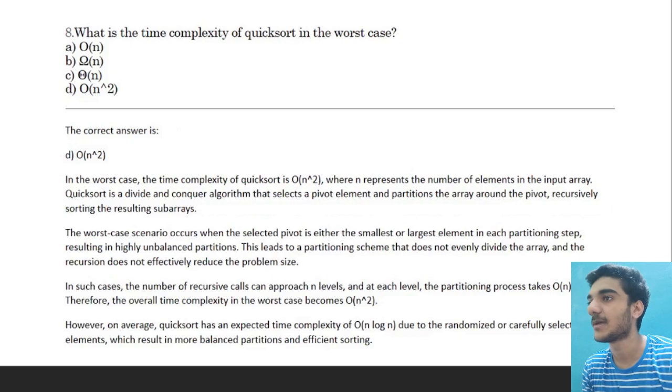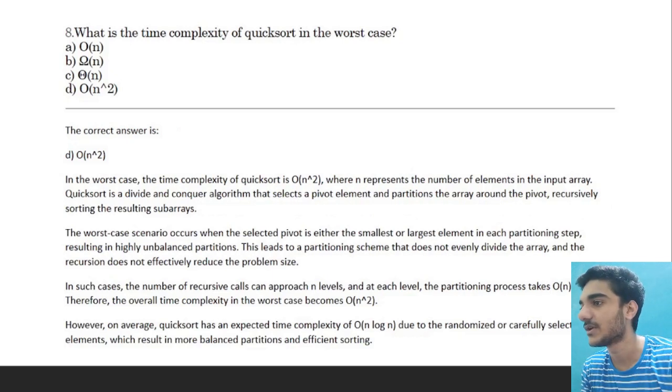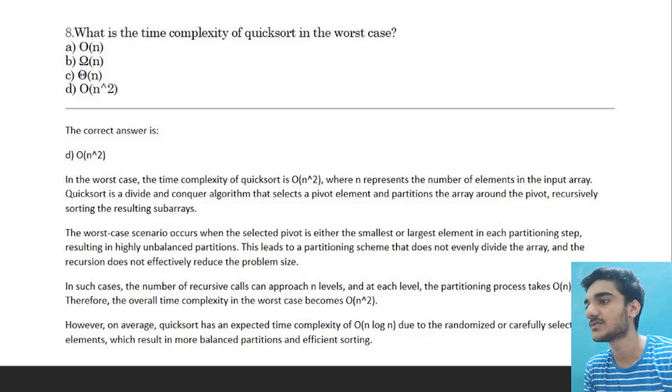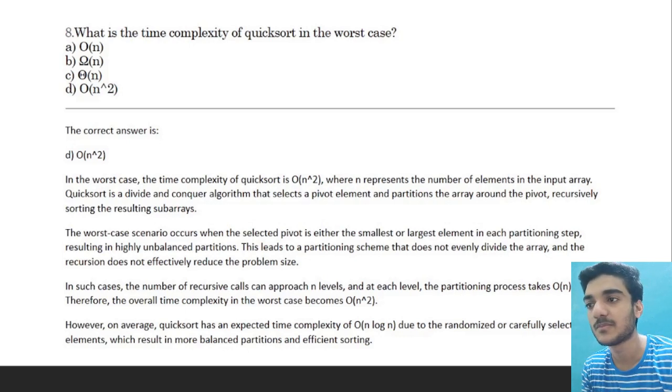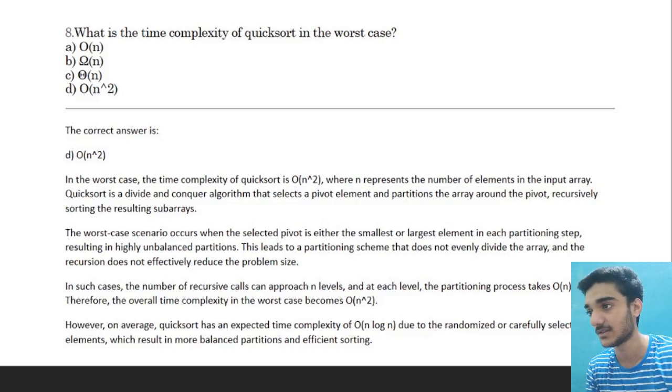Next question, what is the time complexity of quicksort in the worst case? And the correct option is O of n square. In the worst case, the time complexity of quicksort is O of n square, where n represents the number of elements in the input array. Quicksort is a divide and conquer algorithm that selects a pivot element and partitions the array around the pivot, recursively sorting the resulting subarrays.